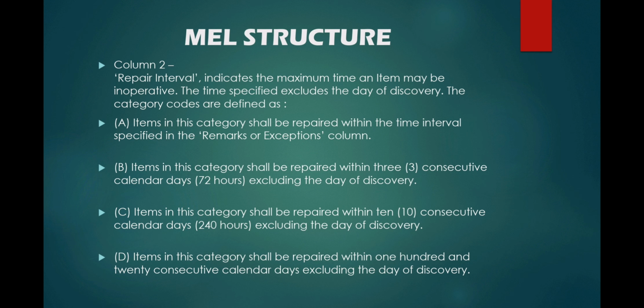If you see the alphabet B in the rectification column, that means the repair time is 3 consecutive days. The aircraft should be repaired within 3 consecutive days, and it will be flyable until those 3 days. After that, it is not airworthy. And if you see alphabet C in column number 2, that means the repair time is 10 days. And if you see alphabet D in column number 2, it means the repair time is 120 days. So the aircraft should be repaired within these days.